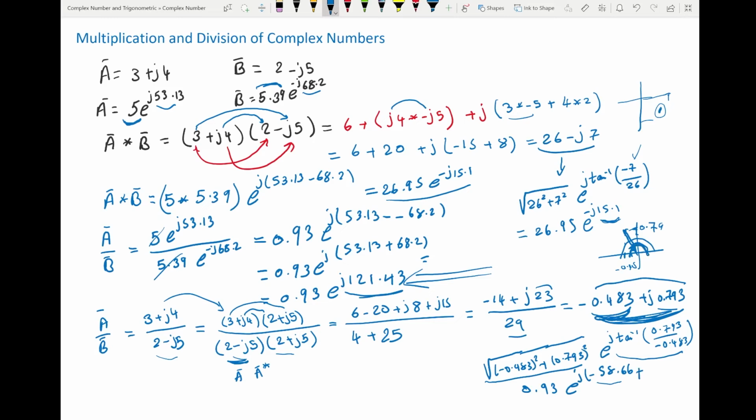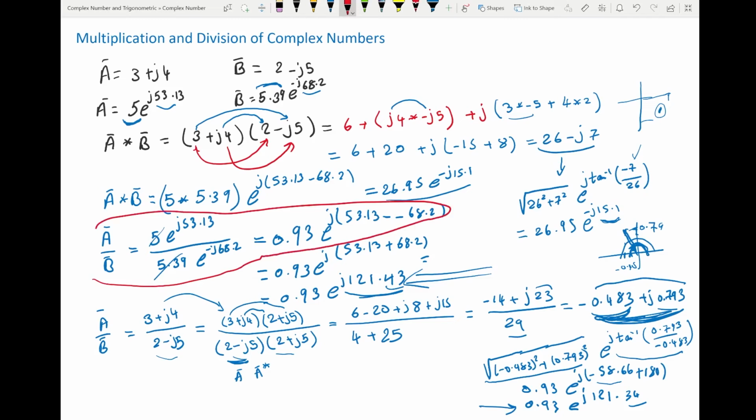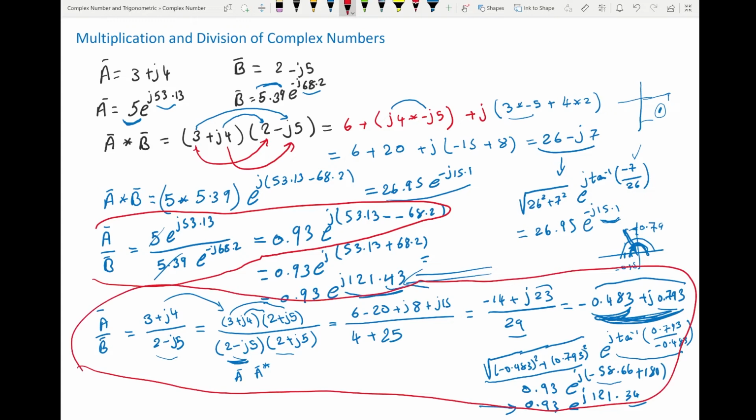So I have to add here plus 180, since it's in the third quarter, as we said before. So this answer will be 0.93 e^j(180 minus 58.66). You get 121.34. As I said, there is some rounding, which is okay. So division in polar form is much easier than division in rectangular form. Addition and subtraction you have to do in rectangular form. Multiplication and division, do it in polar form.